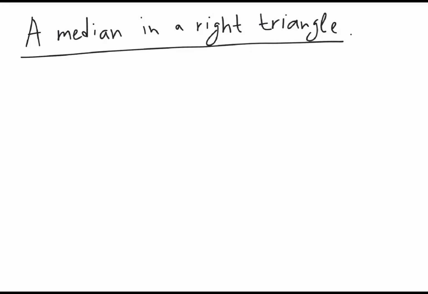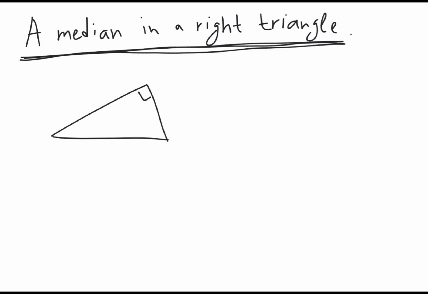Okay, in this video I'm going to talk about the median in a right triangle. Basically we have a triangle. Let's say that we have a triangle and we know that it is a right triangle, so this is a right angle. Then the median from this right angle turns out to be equal to half of the opposite side.